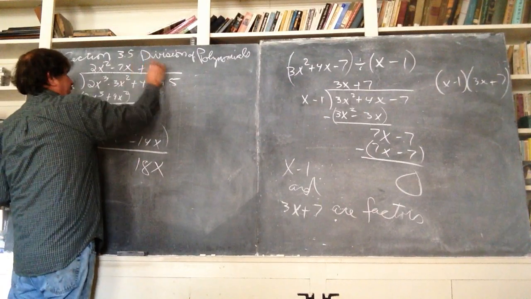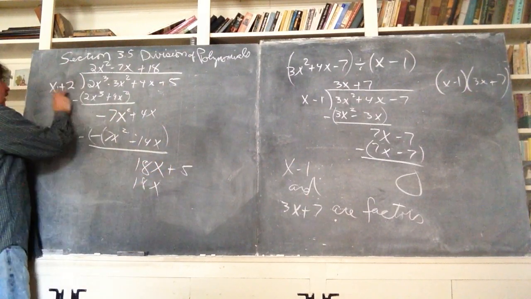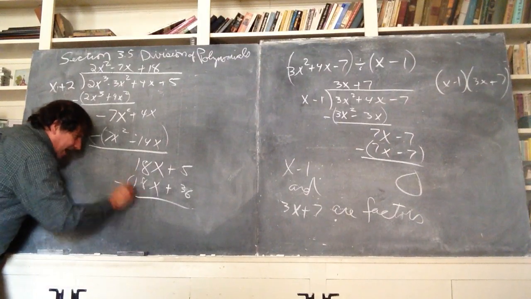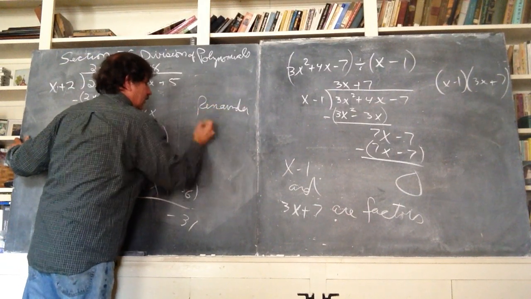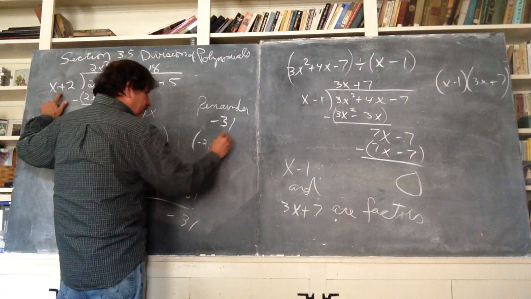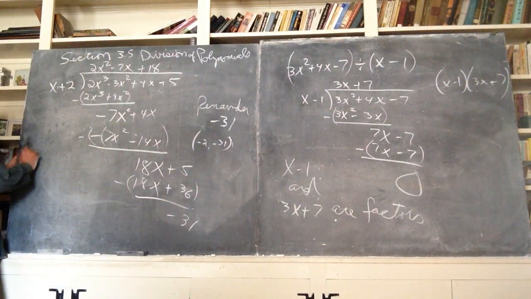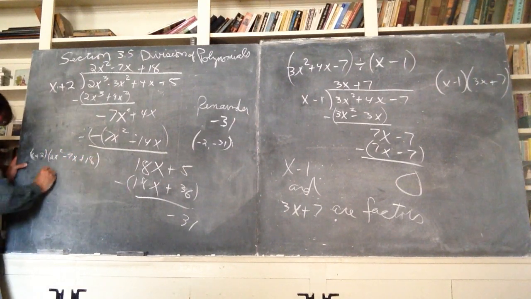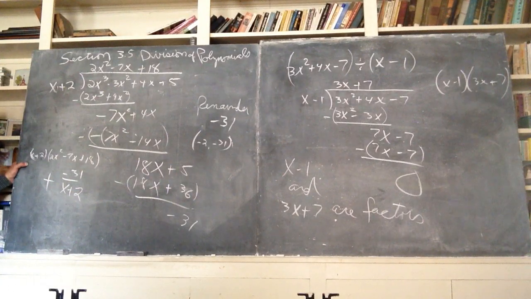X into 18x plus 18. I forgot to bring down the 5. 18x plus 36, I'm sorry. Plus 36. And I'm subtracting. Minus 31 is the remainder. Negative 31. There's a theorem coming. Negative 2, negative 31 is a point on the graph. That's called the remainder theorem. That's coming next section. But so what we would write is x plus 2 times 2x squared minus 7x plus 18, plus a remainder, which is minus 31 over x plus 2. Just like the standard division algorithm.